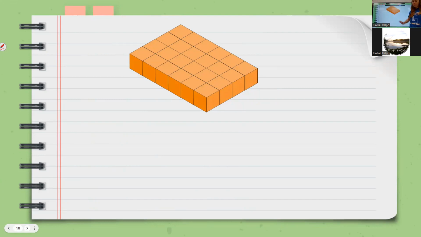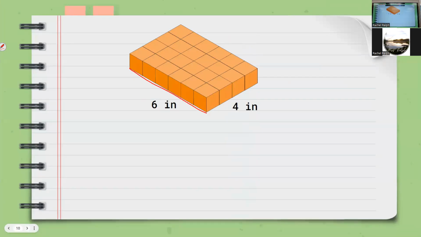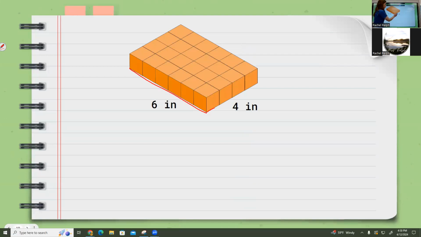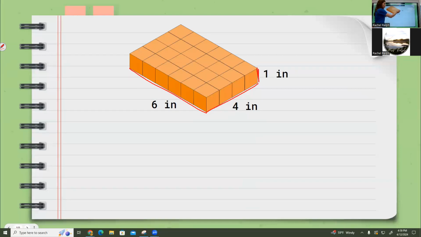This is a 3D shape. It's 6 inches long. It is 4 inches wide. And it also has height to it. If it was a 2D shape, we'd only have a length and a width. But this shape has height to it. It's not flat on a piece of paper. It has 1 inch of height.